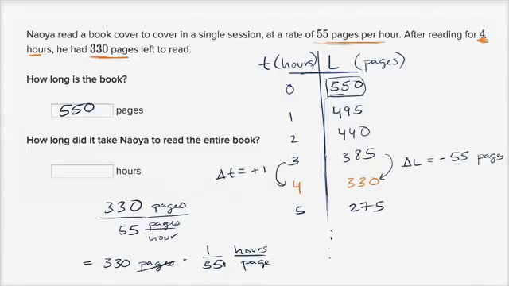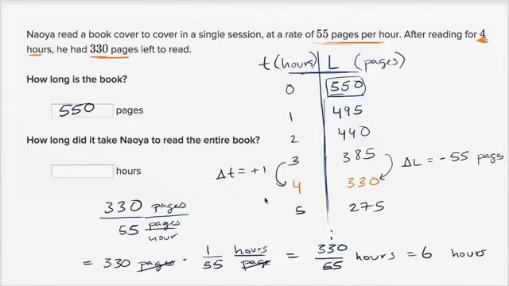The pages cancel out, pages divided by pages, and you have 330 divided by 55 hours. 330 divided by 55 hours. And what's that going to be? Let's see, 30 divided by 5 is 6. 300 divided by 50 is 6. So this is going to be equal to 6 hours.